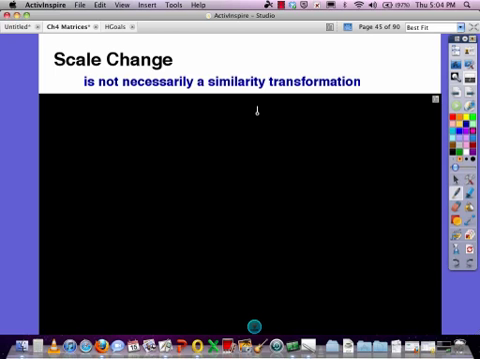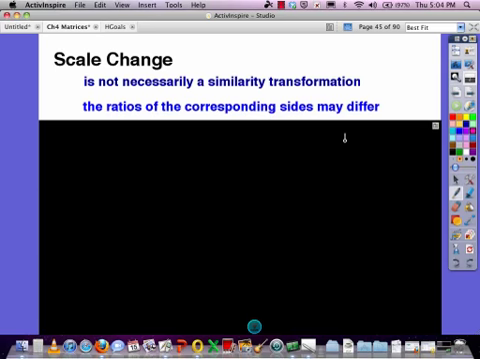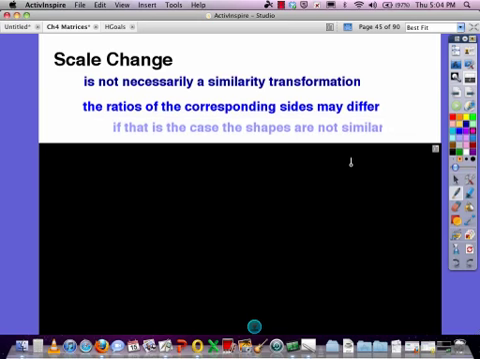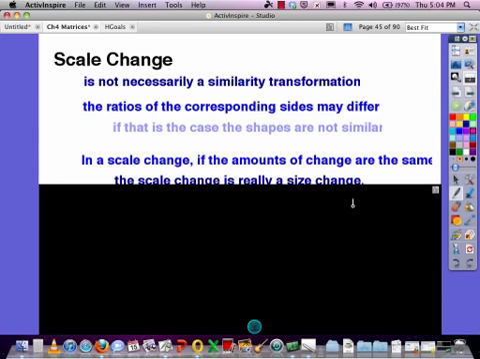So we have the definition for similar in geometry. Same shape, not exactly the same size. So they are similar, but they don't have to be the same size. The ratios of the corresponding sides may differ. Think about that. If that's the case, the shapes are really not similar because they're not the same shape any longer. The ratio of the edges has changed.